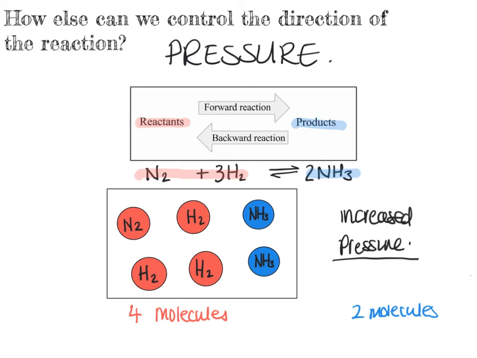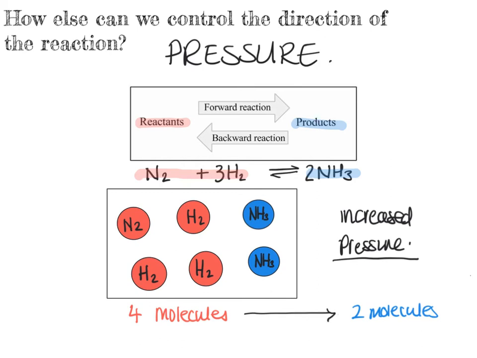Well, in order to decrease the pressure, we need to free up some space inside this container. And the only way we're going to free up some space, give these particles more room to move about, is if we turn lots of particles into fewer particles. If we go forwards, then we turn 4 molecules into 2 molecules. If we go backwards, then we turn 2 molecules into 4 molecules. So we want to make some space, we want to get rid of some molecules, so what we're going to do is we're going to turn the 4 reactants into products.